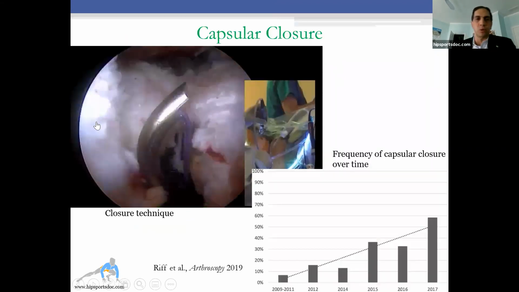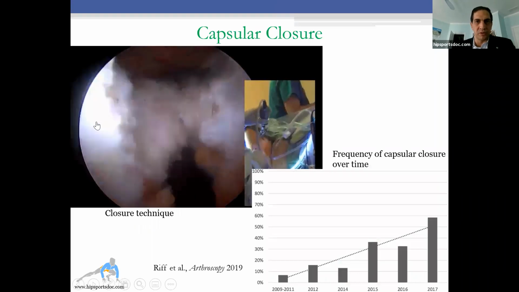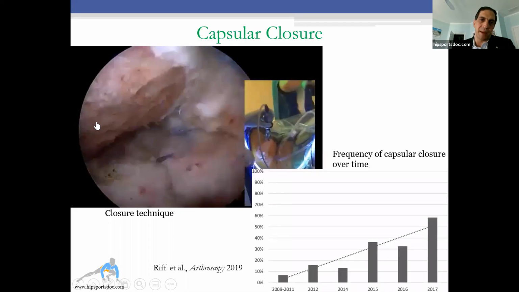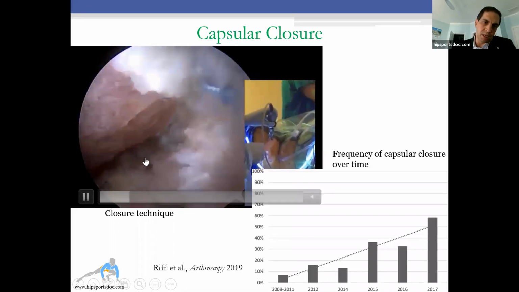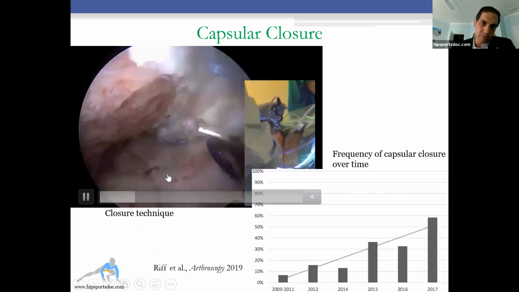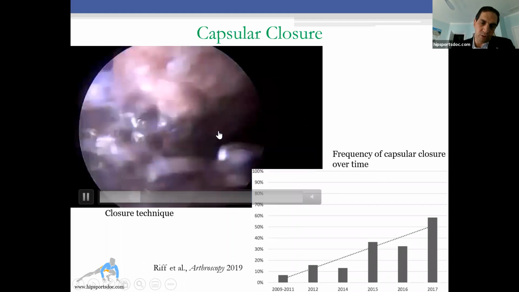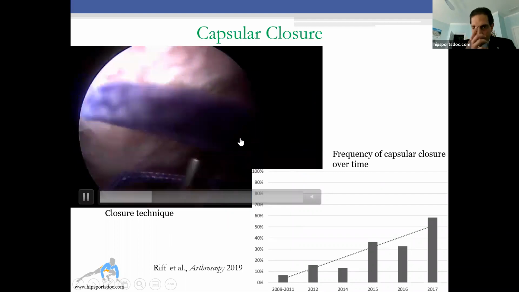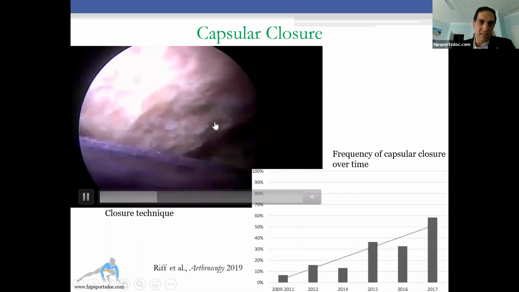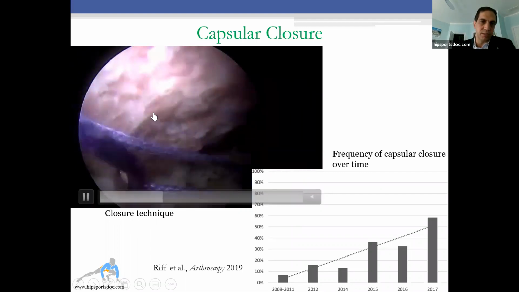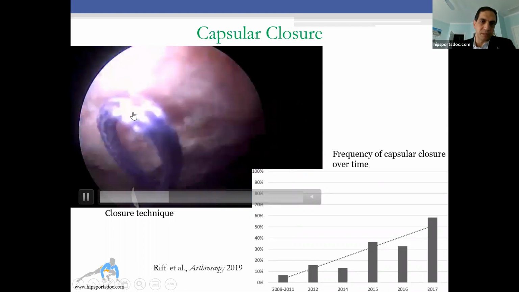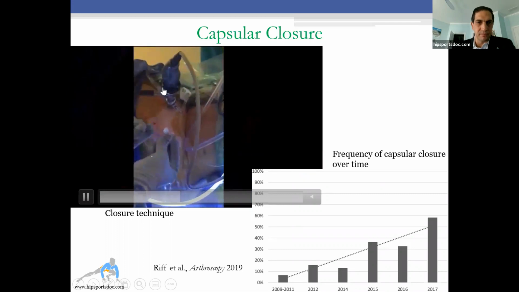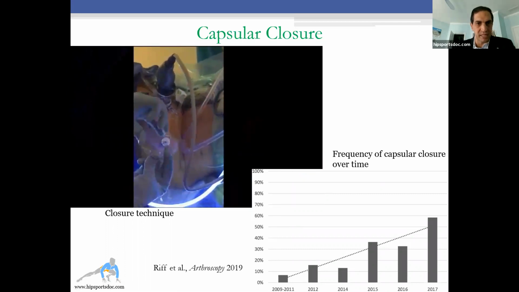We will go through these, review them. So here's a closure technique using a passage device. The vicryl suture in this case is passed through the leaflet that's closer to the labral margin. It's raised up into the peripheral compartment here. This bone here is the femoral head that's been resected in terms of CAM.